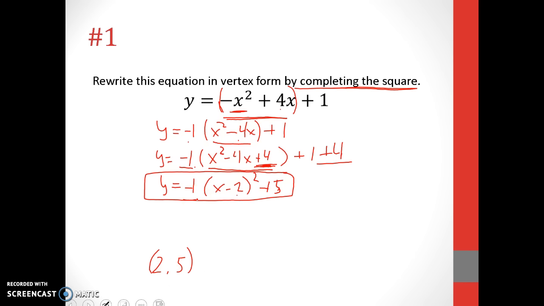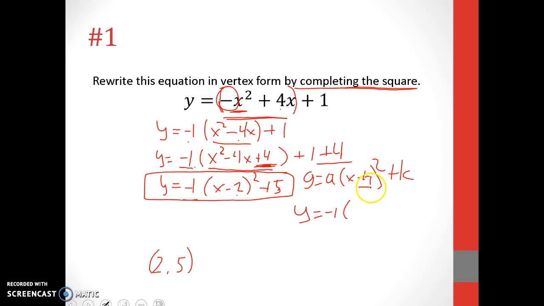This would be the same thing as if I did it the other way. The other way we did this in class was to rewrite this in vertex form by doing something like this. We have y equals -1 because this a value here is the same as the a value in vertex form. You know, it's a times x minus h squared plus k. And so the a is -1.